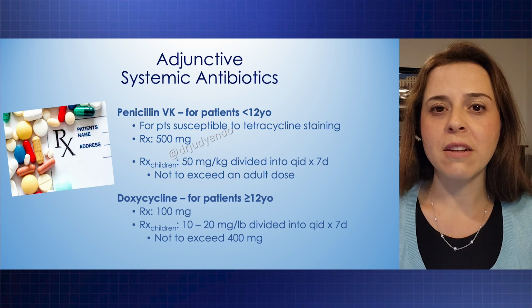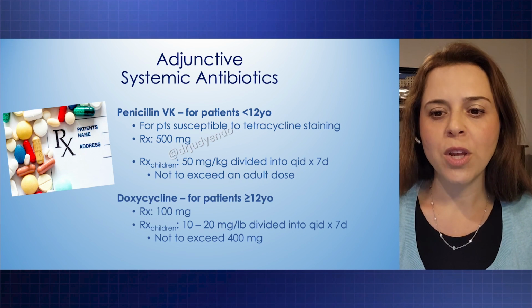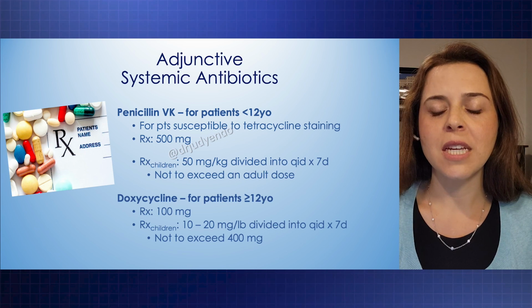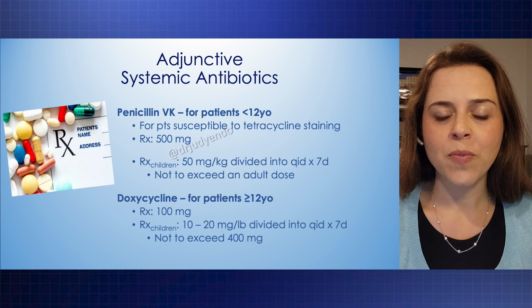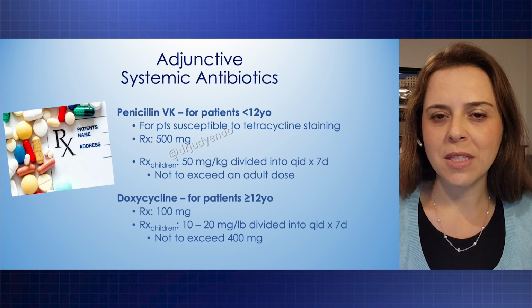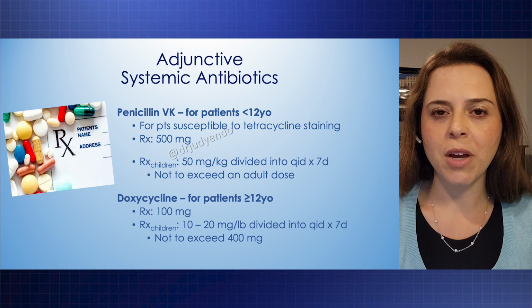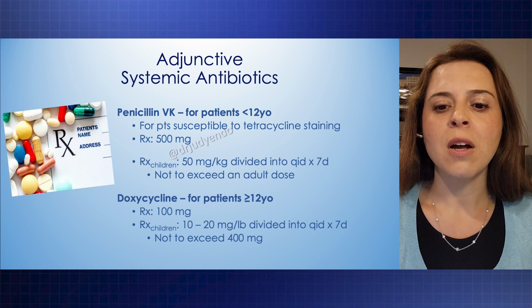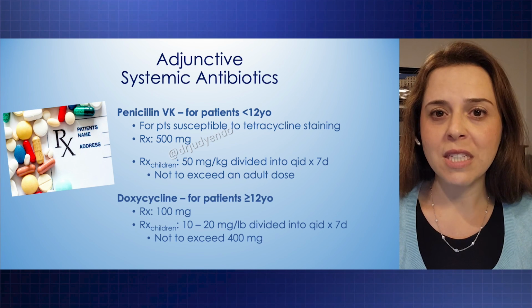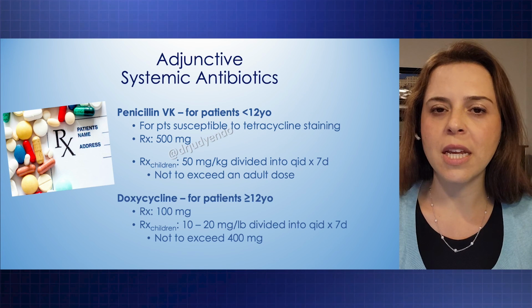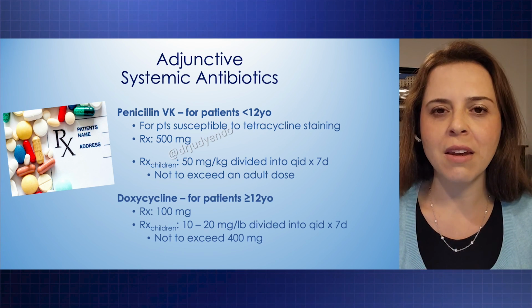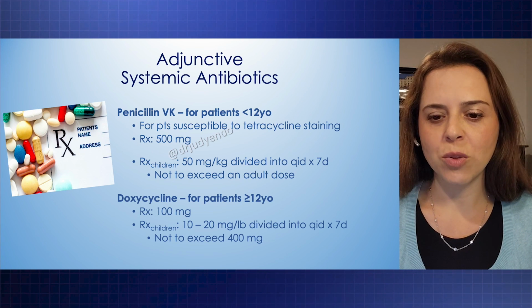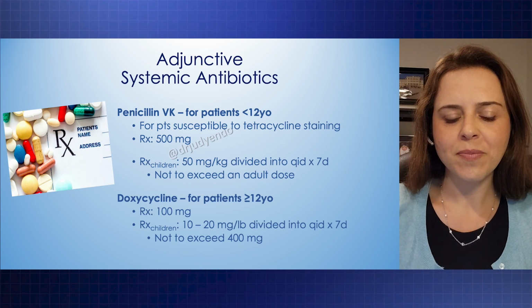For antibiotics in an avulsion scenario, when the patient is younger than 12, the risk of staining with tetracyclines is high, because tetracyclines are the antibiotic of choice in adult teeth. So for patients ages 12 and younger, you're going to be using penicillin. Feel free to screenshot this slide as well. And then for adult patients or patients older than 12, you're doing doxycycline.